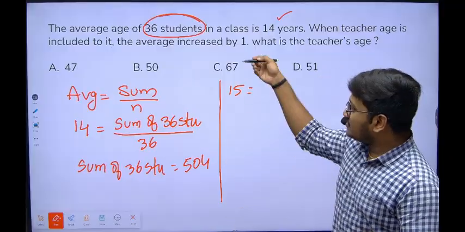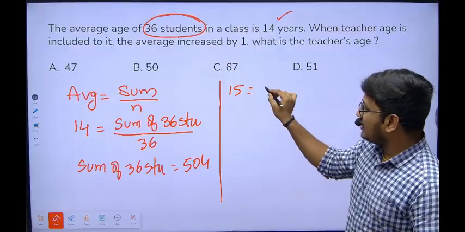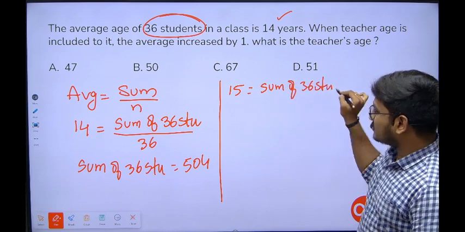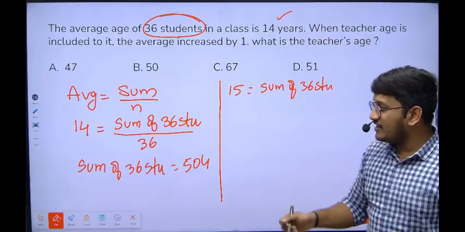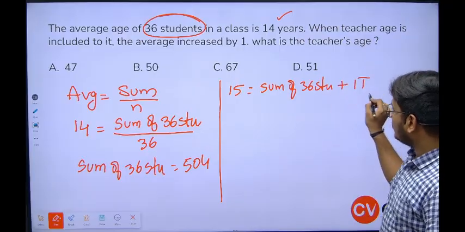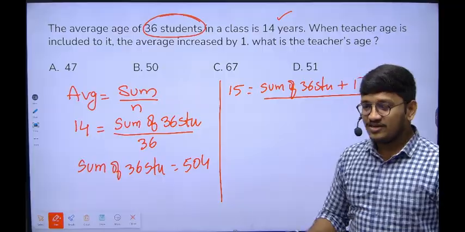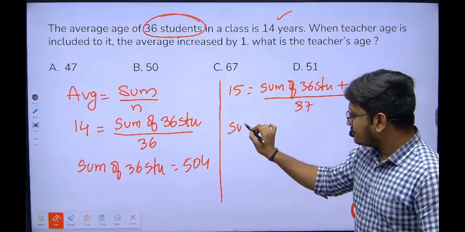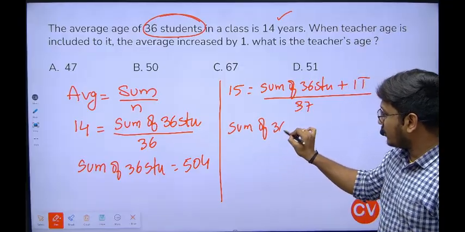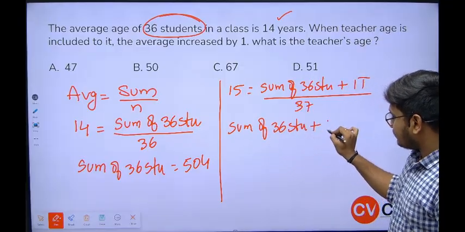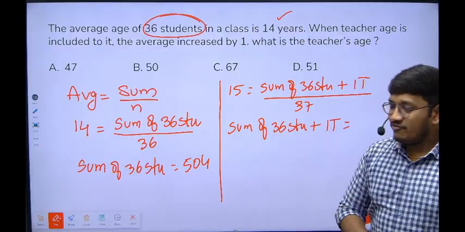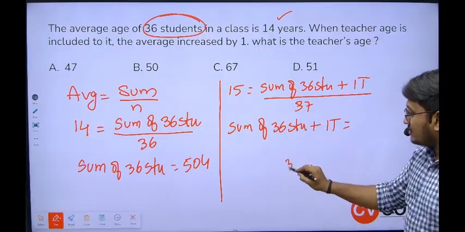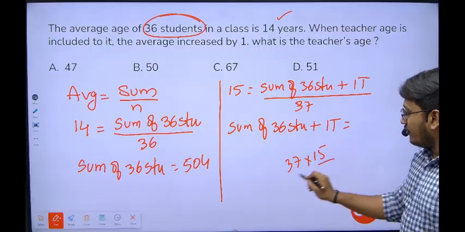So when the average is increased by 1, it is 15. Now here is the sum of 36 students, and additionally one teacher is added, right? So plus one teacher, what will be the count here? It will be 37. Now the sum of 36 students plus one teacher's age will be 37 times 15. You just need to multiply 37 into 15.